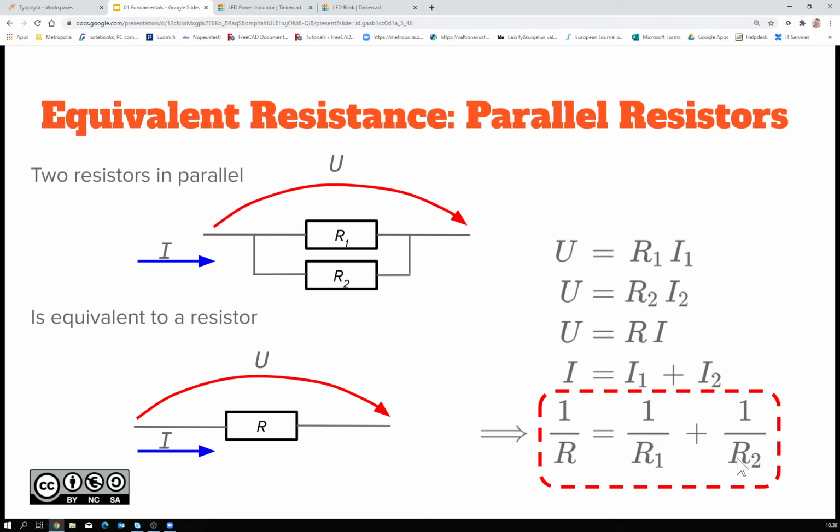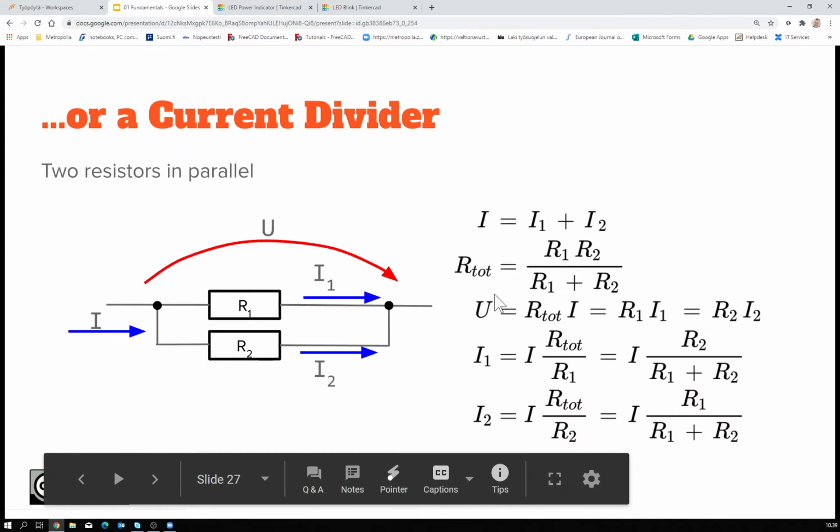So 1 over R equals 1 over R1 plus 1 over R2. This could sometimes become handy, since you have a lot of these parallel resistor connections. So there the R would be R1 R2 divided by R1 plus R2. Okay.